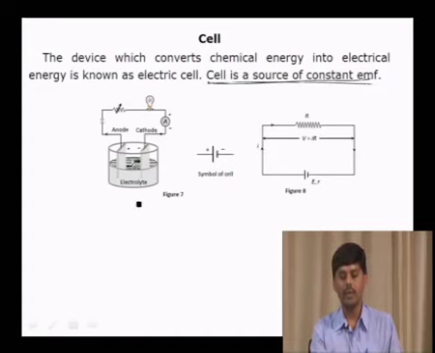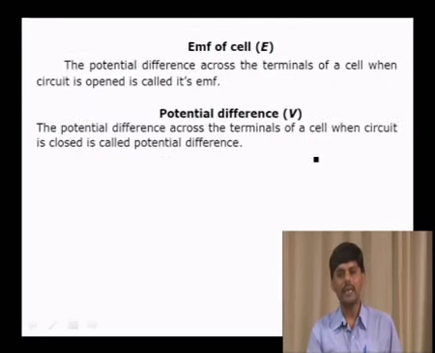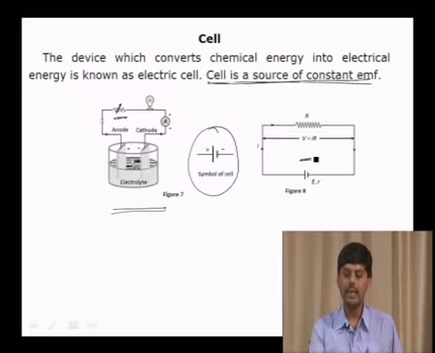Here I am going to give a picture of the symbol of the cell, which consists of electrodes. One is the positive electrode, and the other is the negative electrode, which are connected to the external resistance R. This is the circuit symbol of the cell and this is the diagram for the derivation purpose. Here, what is an EMF? It is the potential difference across the terminals of the cell when the circuit is open. Here we have a key, and it is open.